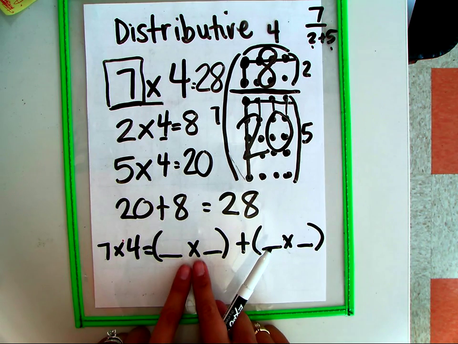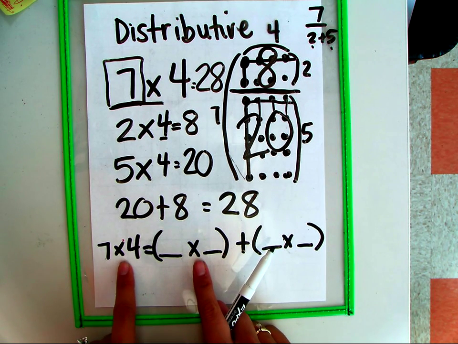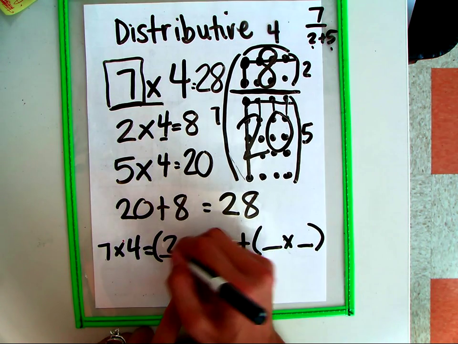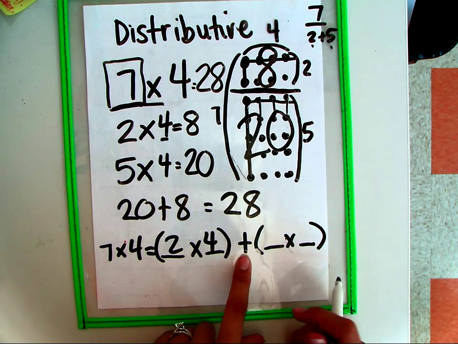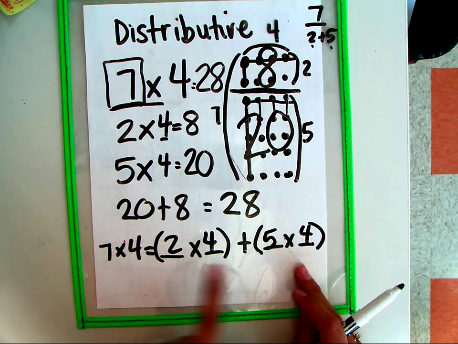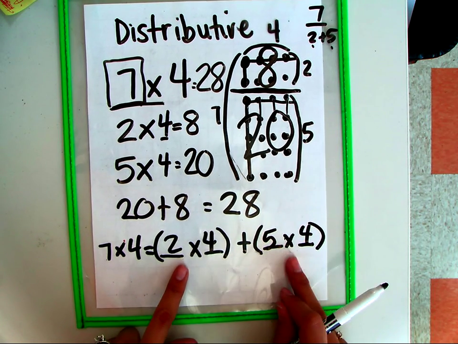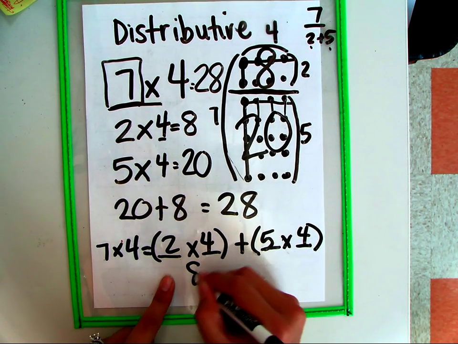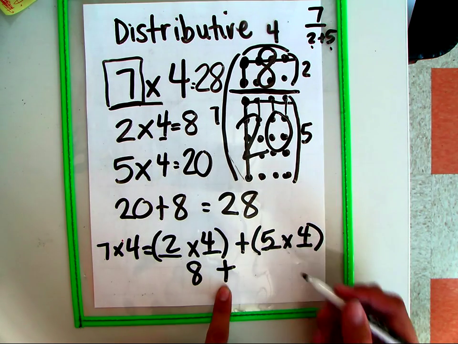I broke 7 times 4 into 2 smaller arrays. The first array was 2 times 4 plus the other array was 5 times 4. I then solve each product. 2 times 4 was 8. I'm adding the two parts together.